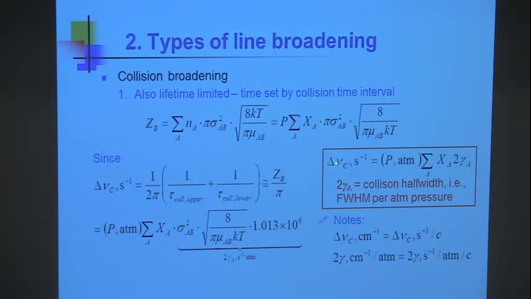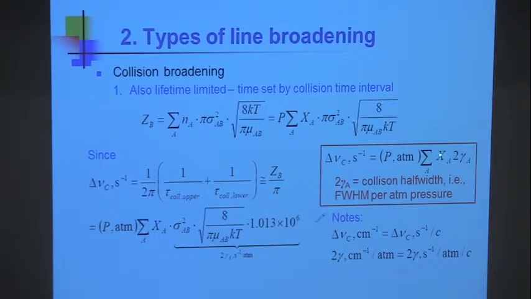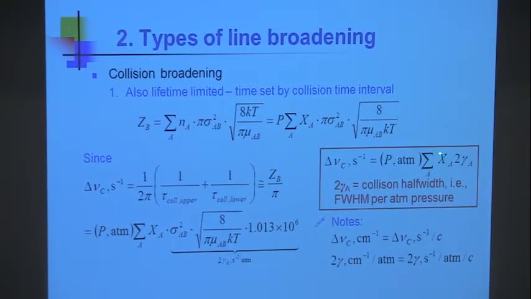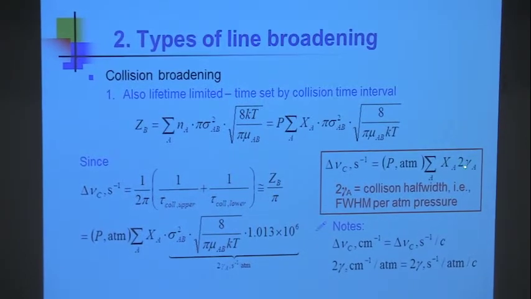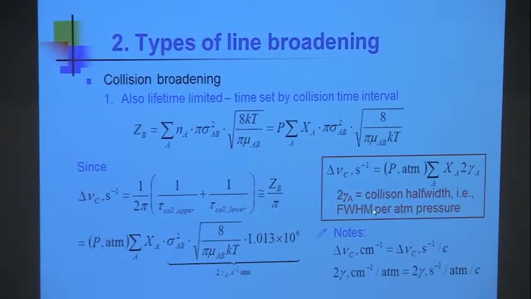The collision width in Hertz units would be the pressure. This is the way it's in the literature. The pressure times the mole fraction weighted, X is the mole fraction, mole fraction weighted of A times what's called 2 gamma. That's the collision half width, the full width at half maximum per atmosphere of pressure. So as you double the pressure, you double the collision frequency, and therefore you double the half width. If you want to use centimeter units, centimeters minus 1, you just divide by C.